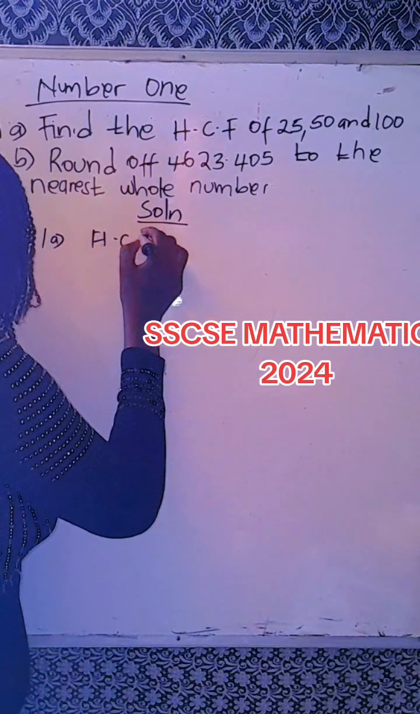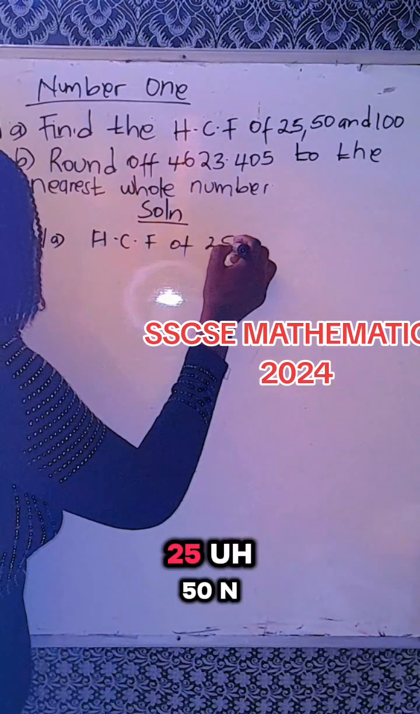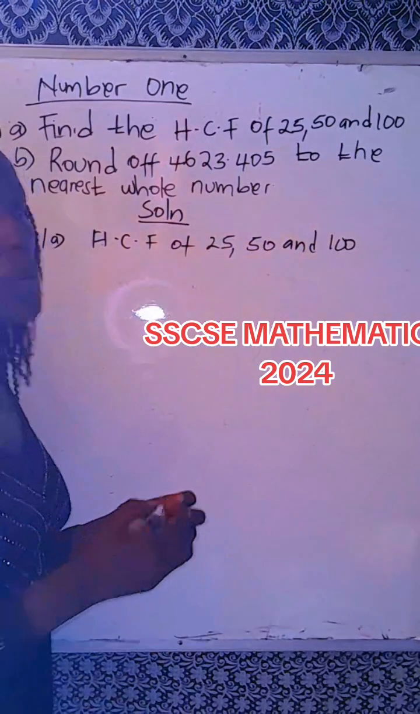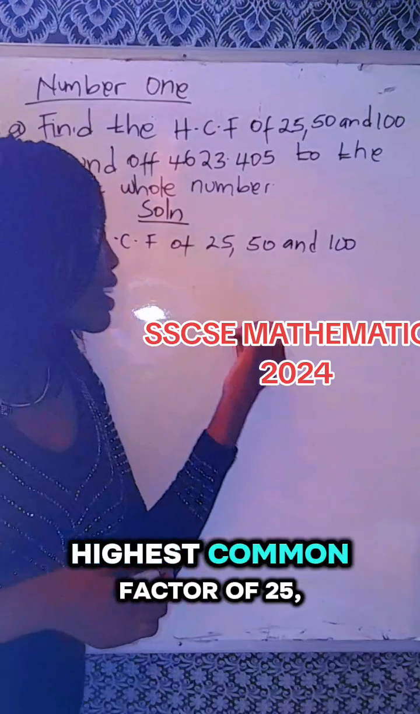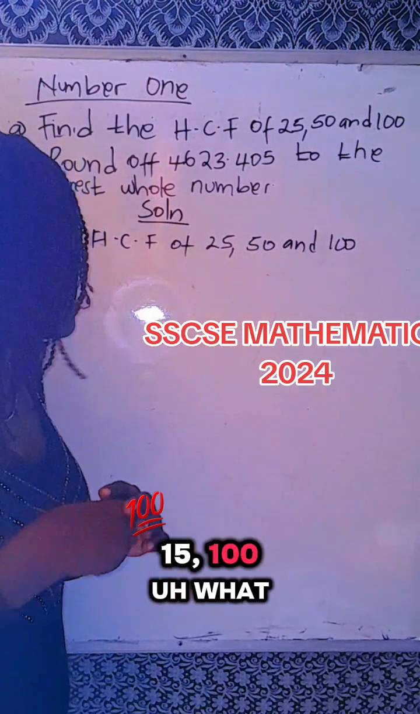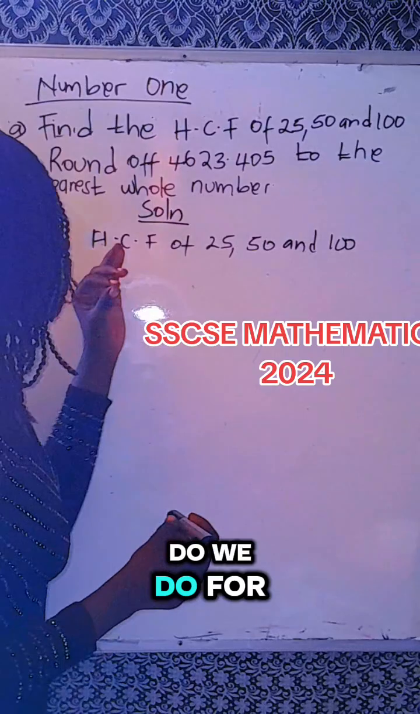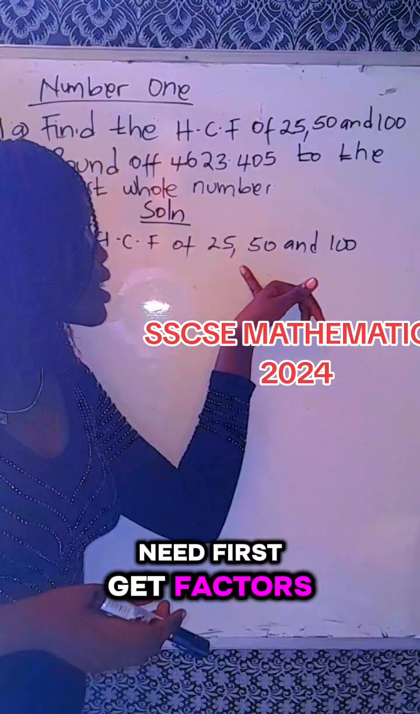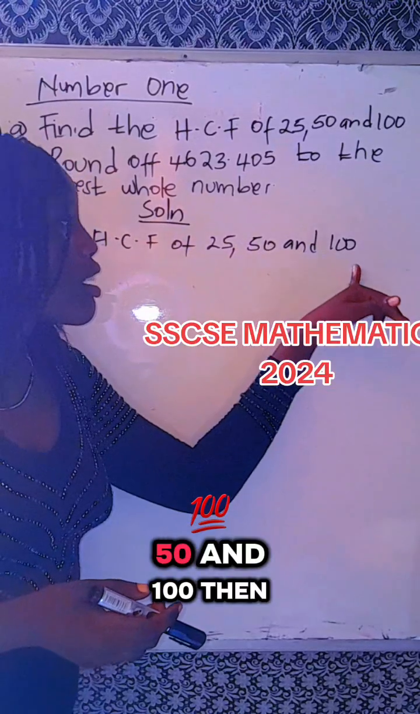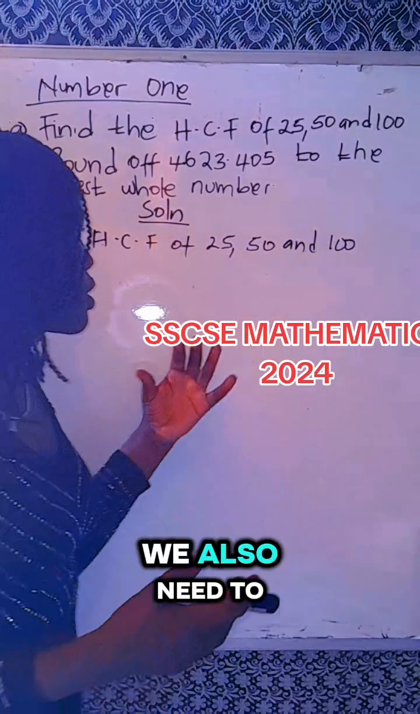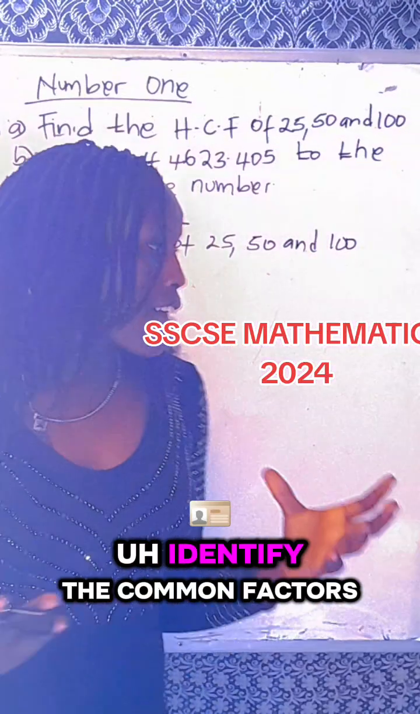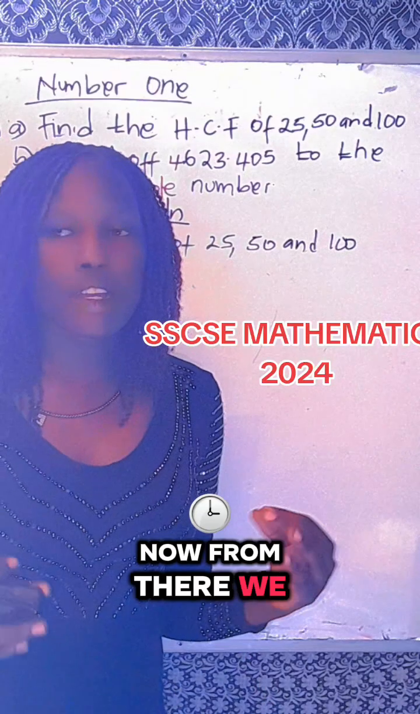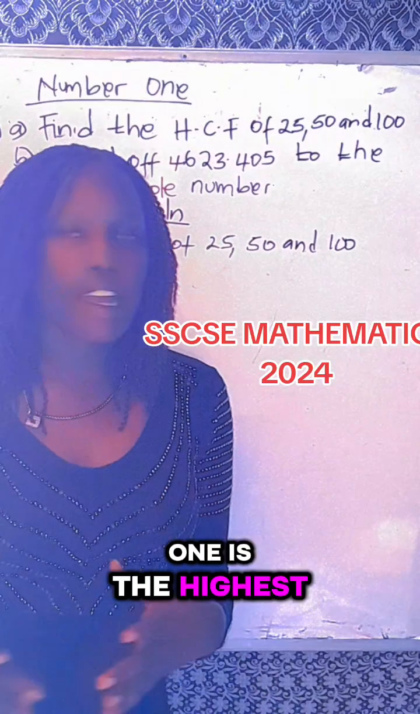To find the highest common factor of 25, 50, and 100, what do we do? For this case, we need to first get the factors of 25, 50, and 100. Then we also need to identify the common factors. After identifying the common factors, from there we can see which one is the highest.